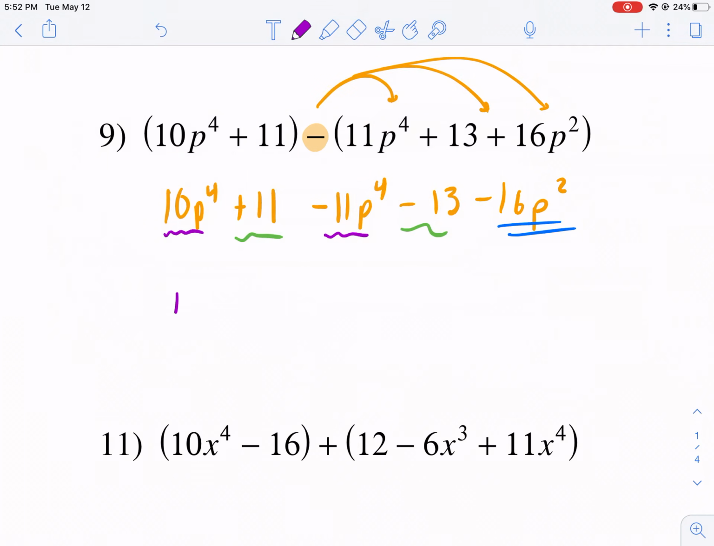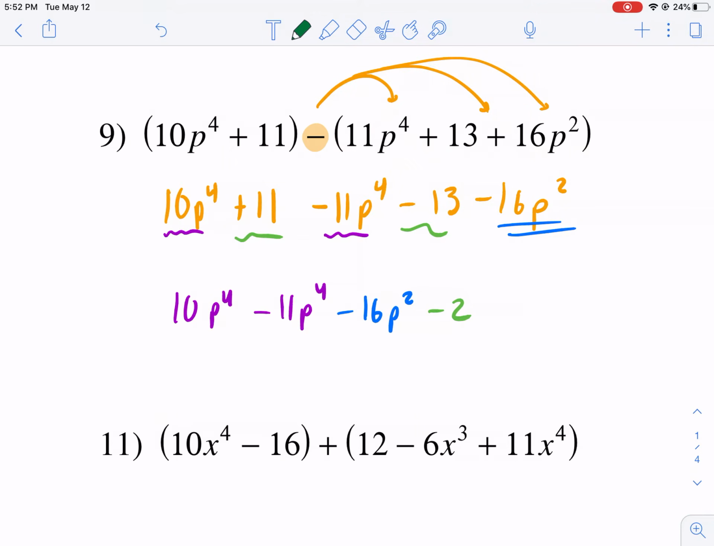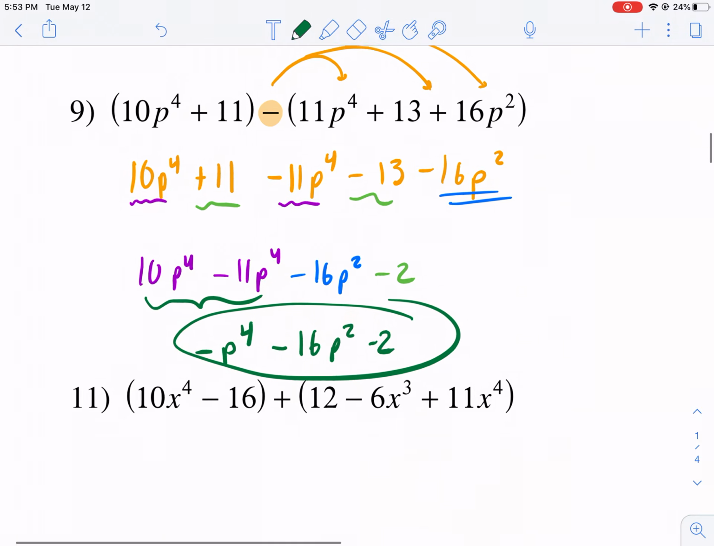We can go ahead and rewrite this, 10p to the fourth, minus 11p to the fourth, I said squared, you know what I meant, minus 16p squared, and then minus 2. Okay, final step, we're simplifying this. The only thing we really need to simplify is here, and that becomes negative p to the fourth, negative 1p, but you can just write the negative, minus 16p squared minus 2, and that's our final answer.